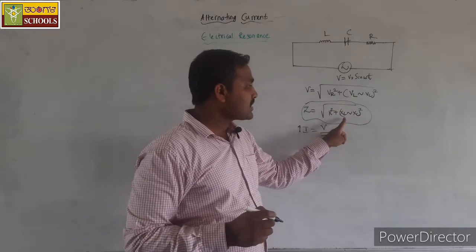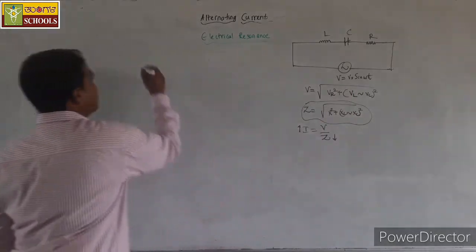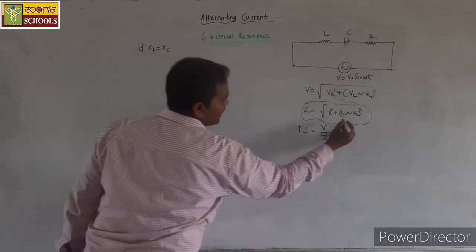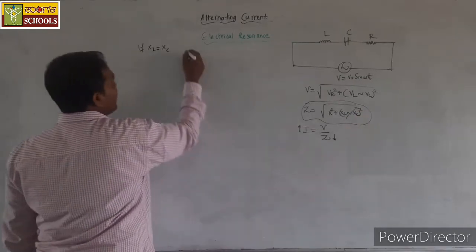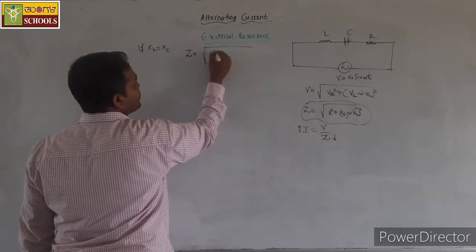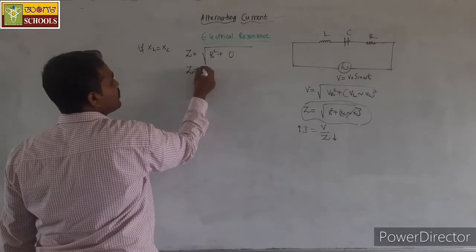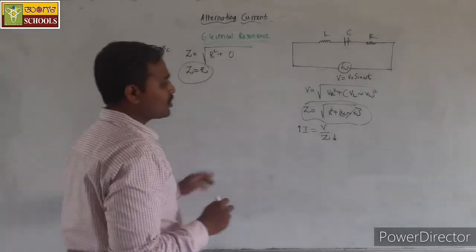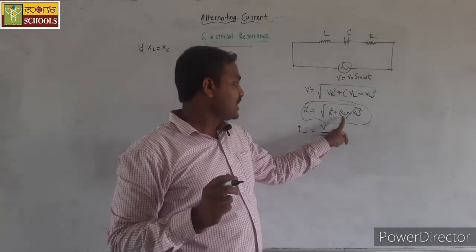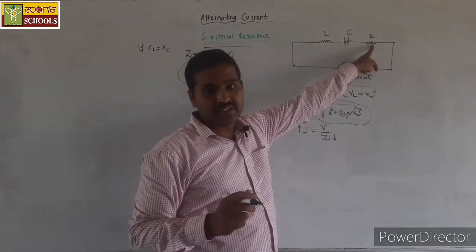Okay, so what happens if XL is equal to XC? Yes, if XL is equal to XC, this term vanishes. I can simply write Z is equal to root of R square plus 0. So Z will be equal to R. The contribution of these reactances will be minimum, 0. So at that point the impedance will be equal to simply the resistance of the resistor.